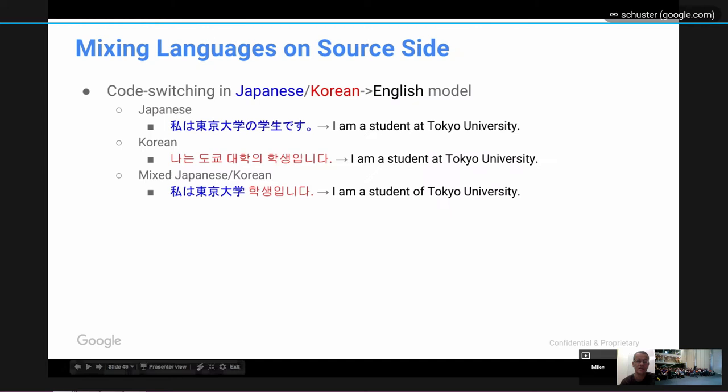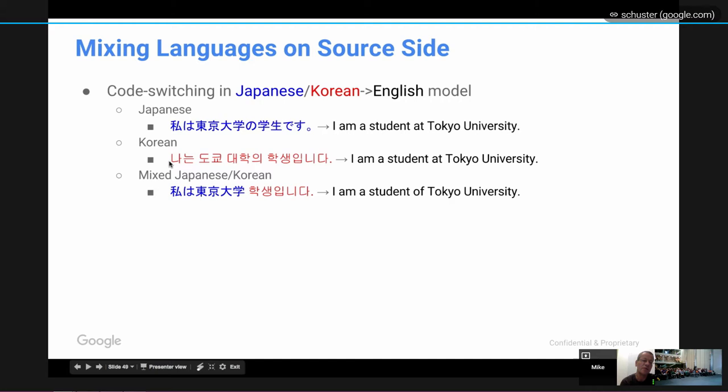So once we had these models, we used them actually a lot. And here's an interesting example. What you can do is you can do code switching even within a single sentence. So for example, if we have a Japanese and Korean to English model trained, we can put in a Japanese sentence and out comes English, of course. We can put in a Korean sentence and out comes English.